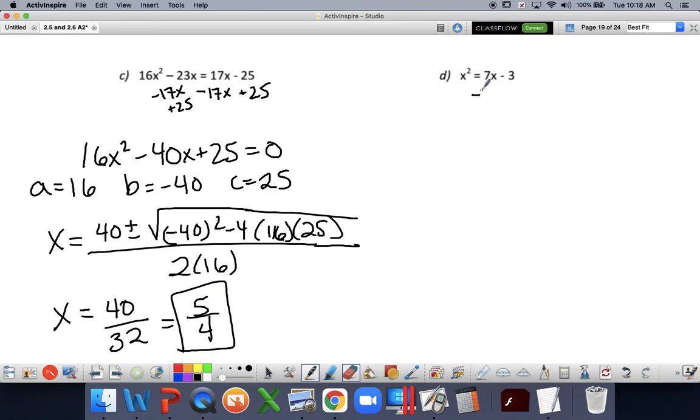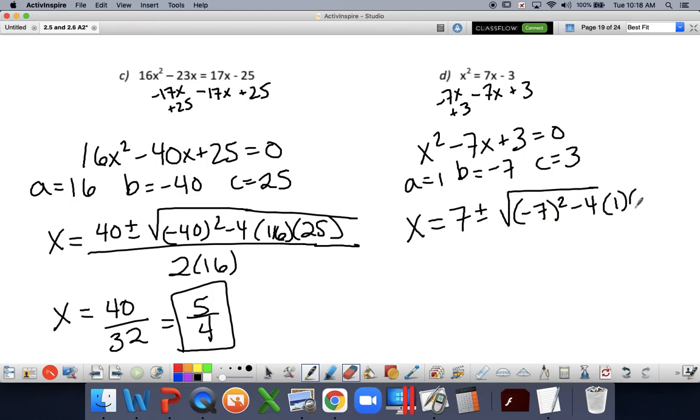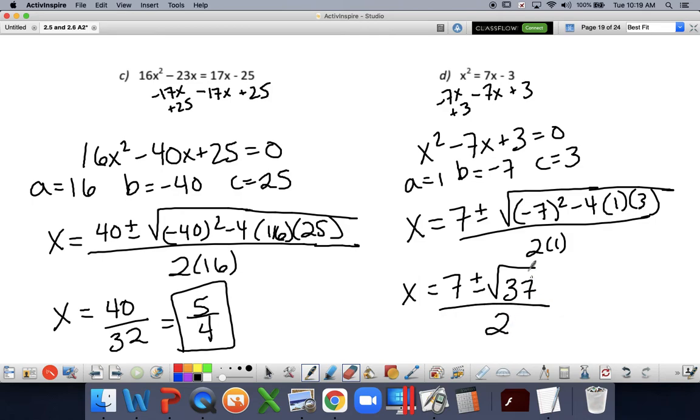Let's go ahead and do letter D. And I encourage you to pause the video and try these on your own before I do them. Have to set it equal to 0. My a is 1, my b is negative 7, my c is 3. x equals opposite b plus or minus the square root of b squared minus 4ac all over 2a. I just get a 37. Now because the square root of 37 cannot be simplified, I am all done. That is my final answer.